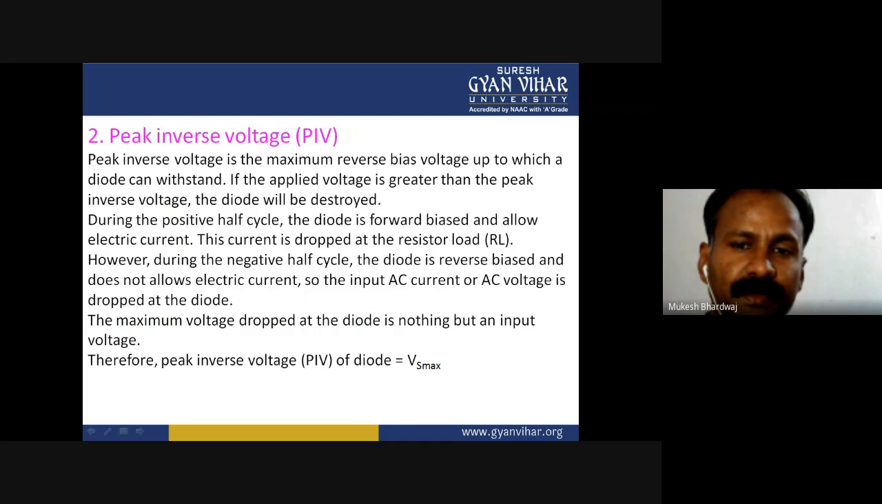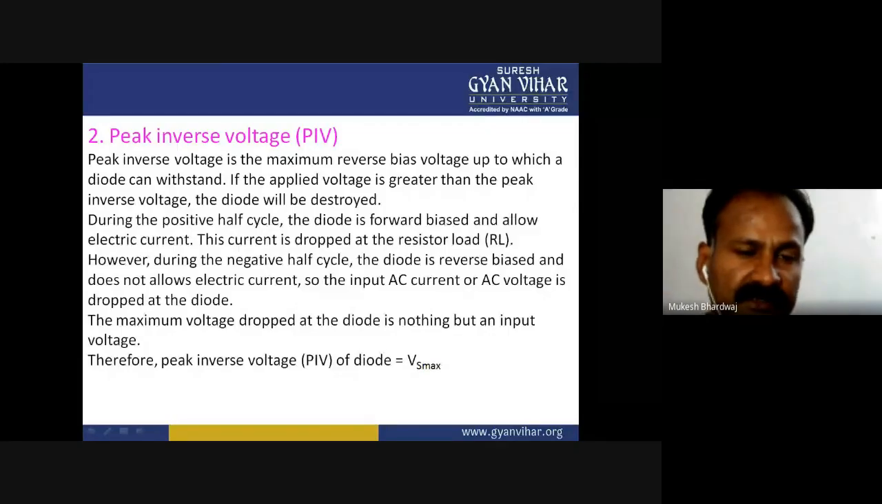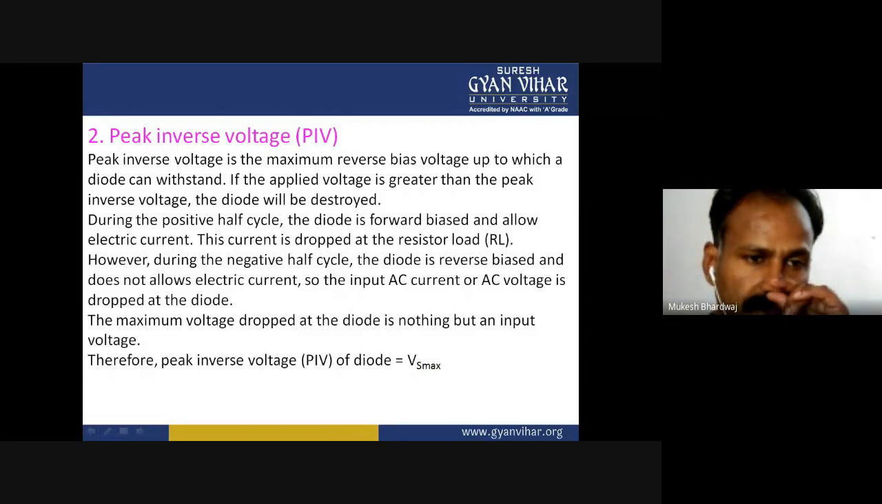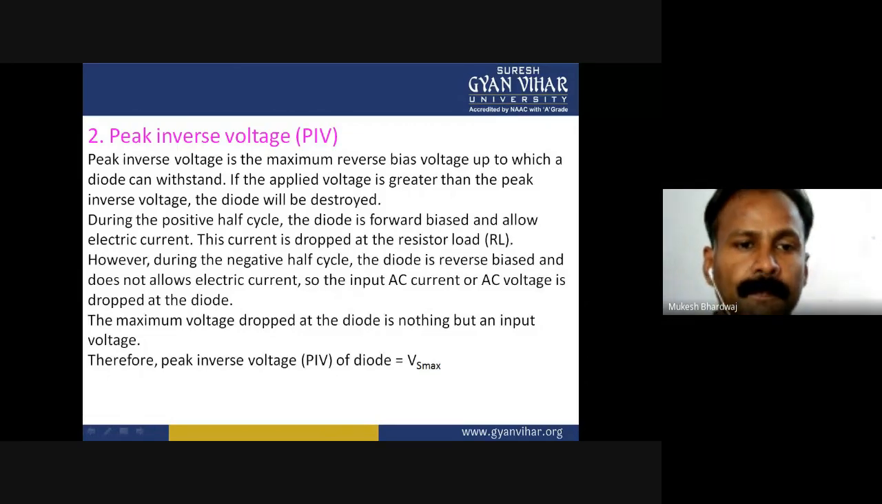Now, peak inverse voltage. If the applied voltage is greater than the peak inverse voltage, the diode will be destroyed. So the peak inverse voltage is the maximum reverse bias voltage up to which a diode can withstand. Beyond this limit, the diode will be destroyed.